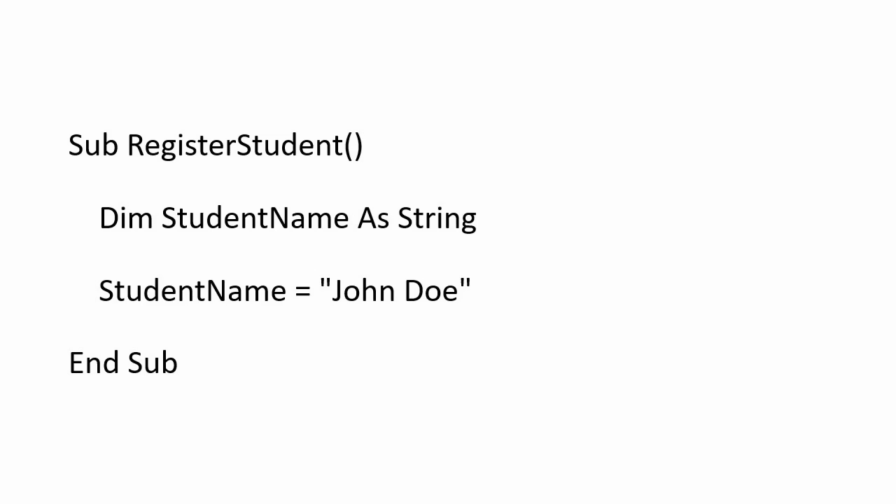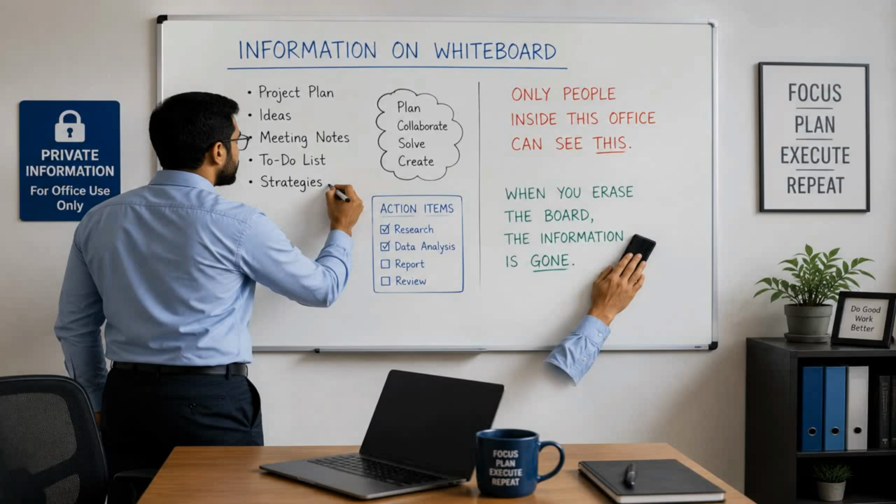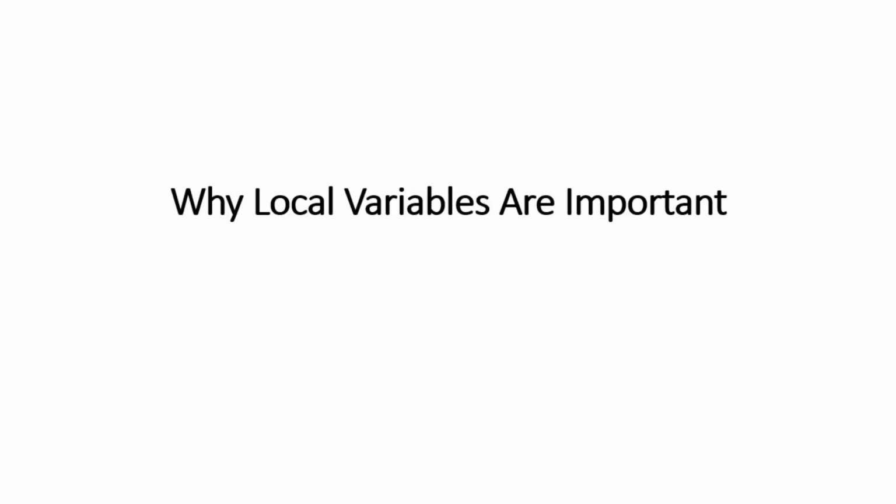Let's look at it in this way. Imagine writing information on a whiteboard inside your office. Only the people inside the office can see it. When you erase the board, the information is gone. And that's exactly how a local variable behaves.